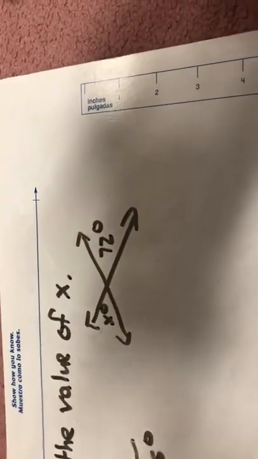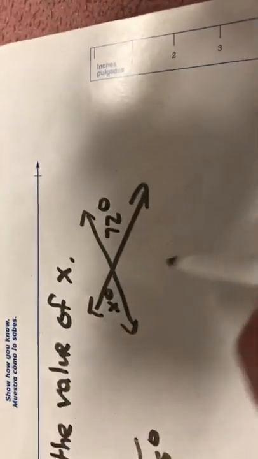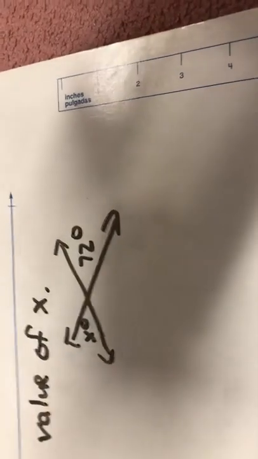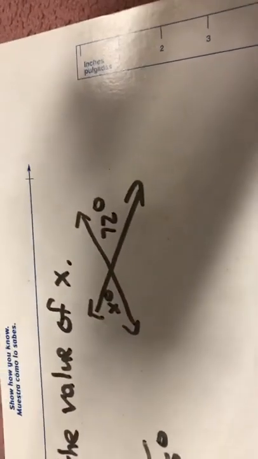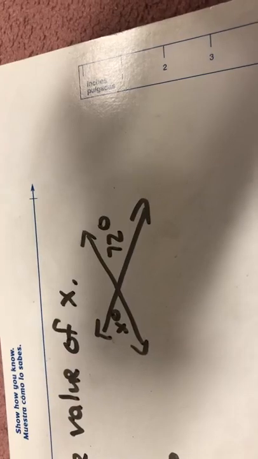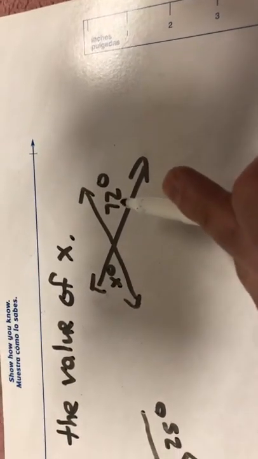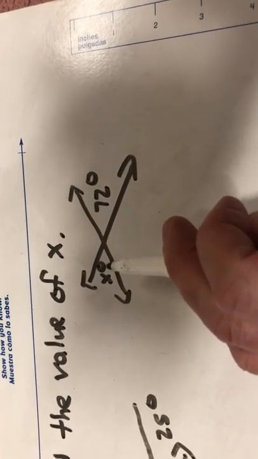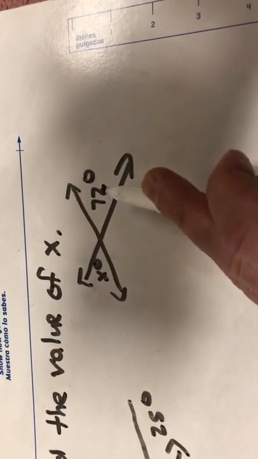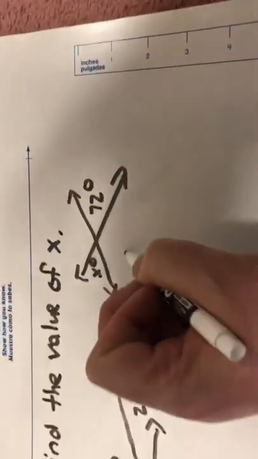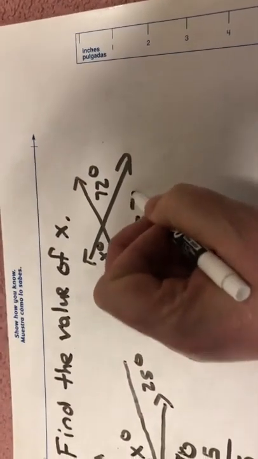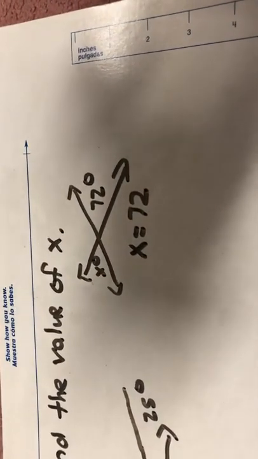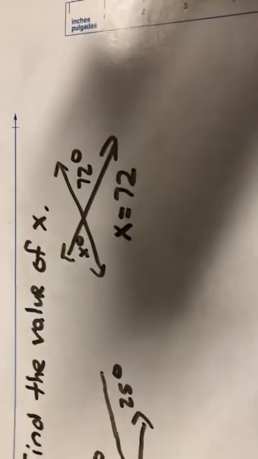First of all, it's important that we know that opposite angles are equal. So when I have these opposite angles, I should be able to know that this 72 and this x are the same. They are equal. So if I have x degrees over here and 72 over here, without doing any math, I should realize that x equals 72. It's important to remember that opposite angles are congruent or equal.